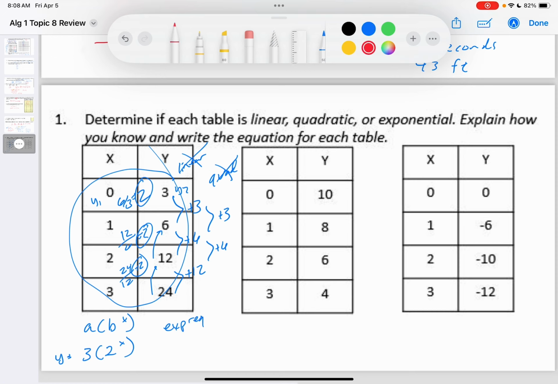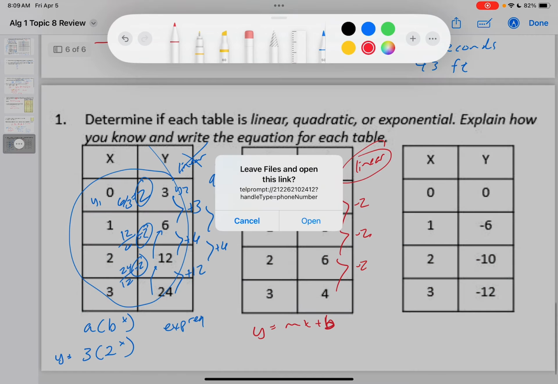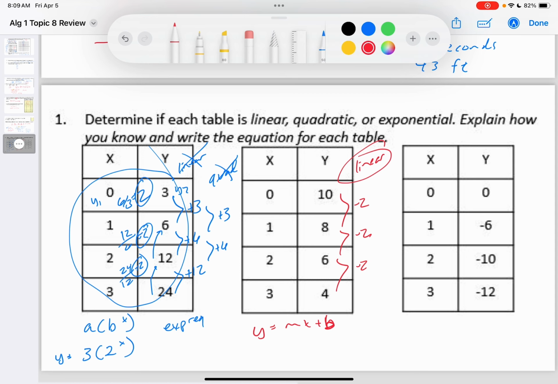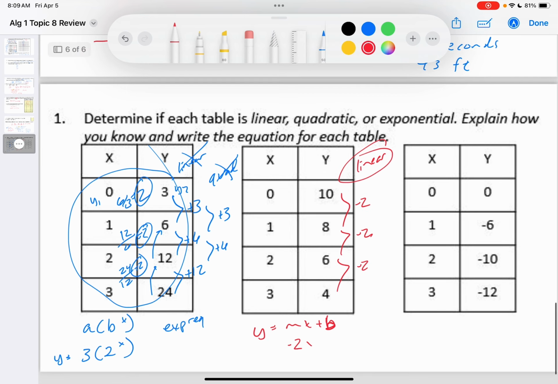All right, second one. 10 to 8 minus 2, 8 to 6 minus 2, 6 to 4 minus 2. First difference worked. Has to be linear. Y equals mx plus b. Rate of change is negative 2x. Y-intercept is 10.